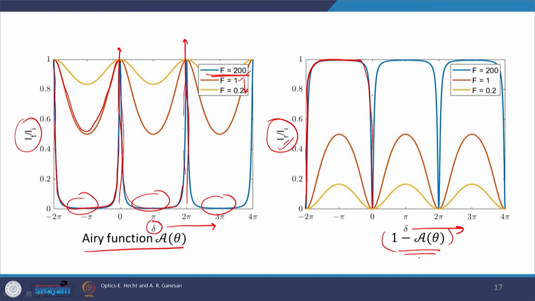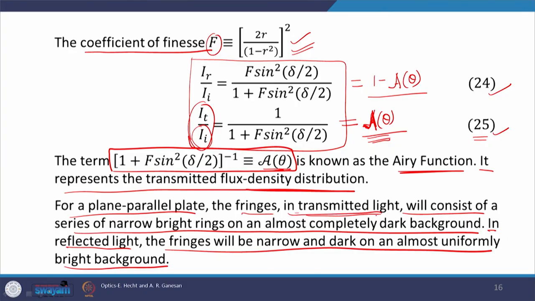Now you see that the width of the bright fringe is very wide, while the dark fringe is very thin. So here the dark fringes appear in the background of brightness. And this is what this sentence says here: in transmitted light, the fringes will consist of a series of narrow bright rings on an almost completely dark background. And similarly, in reflected light, the fringes will be narrow and dark on an almost uniformly bright background.